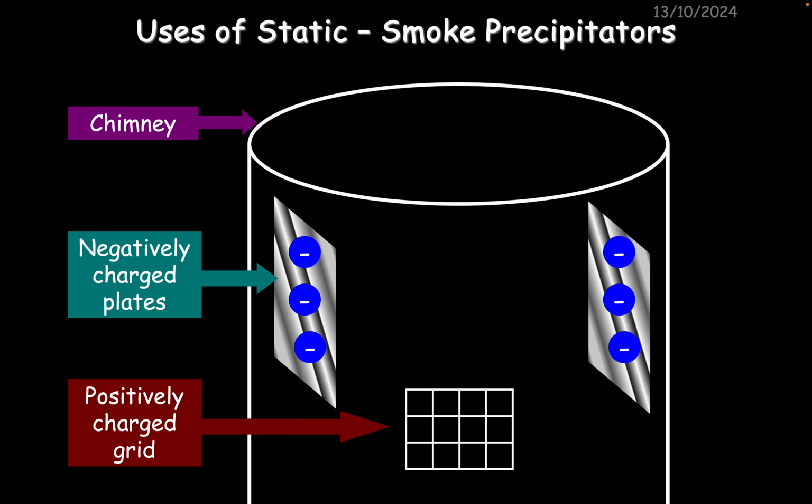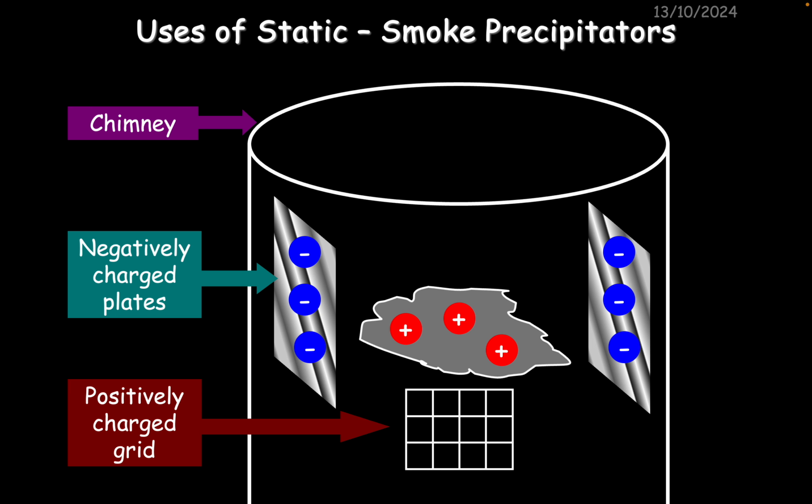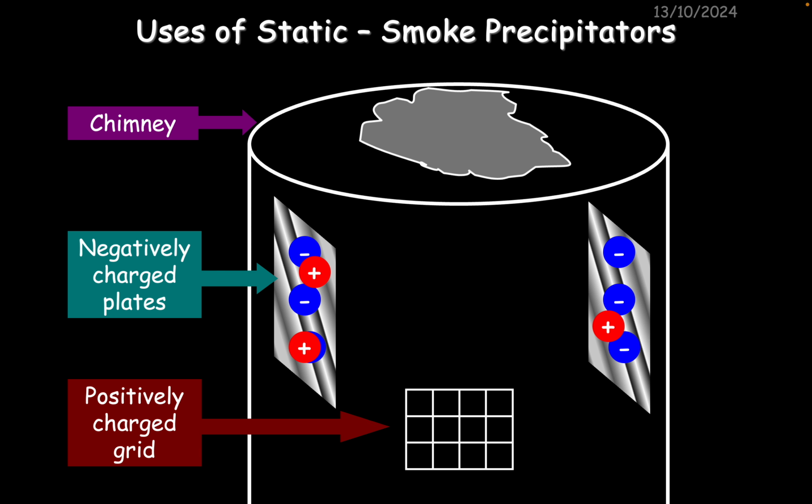They're also used in chimneys, sometimes to stop the smoke from escaping. If the smoke goes through the positively charged grid at the bottom, it will become positively charged, and it will be attracted to the sides of the chimney stack if they've put negatively charged plates on each side. So it stops the smoke from going into the atmosphere. So you get cleaner air by using smoke precipitators. It's another use of static electricity, an application of it.